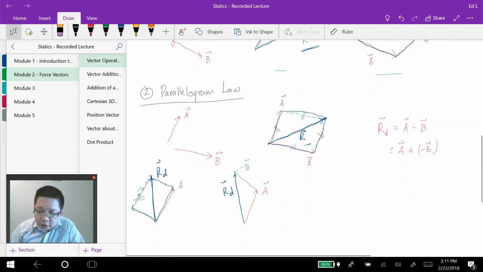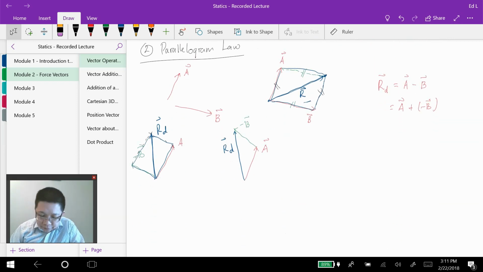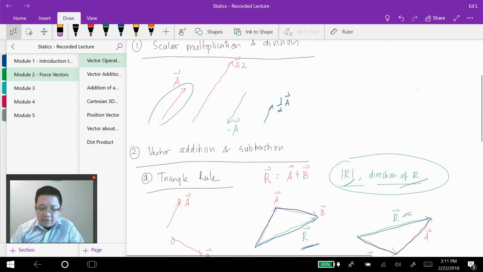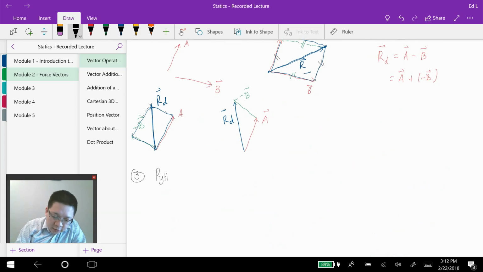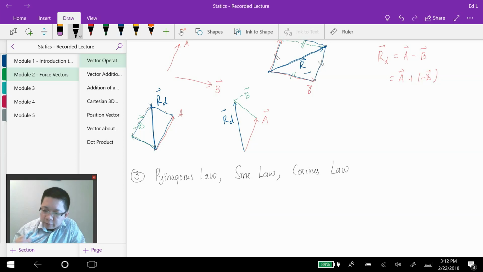And to calculate that, we need to review some of the trigonometry laws that we have learned in mathematics and also in physics. The first one is the Pythagoras law, the second one will be the sine law, and the third one will be the cosine law.